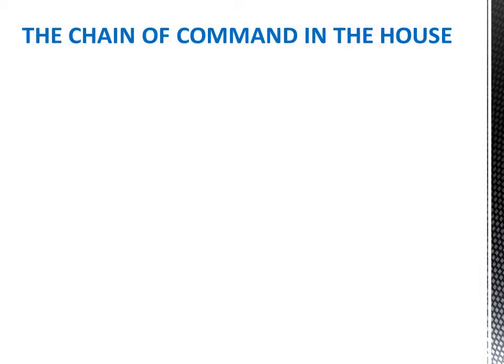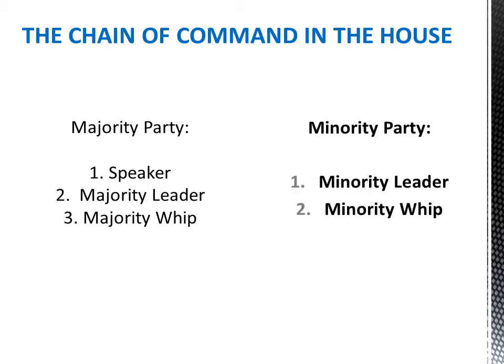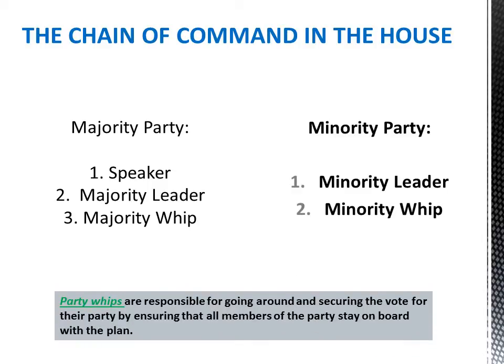In order to keep the large House organized, there is a chain of command between the two parties inside of the House. The majority party is of course led by the Speaker, who underneath of him has the majority leader and majority whip, while the minority party is also electing a minority leader and a minority whip. The party whips have the responsibility of going around and securing the vote for their party, making sure that each member is on board with what that party wants to pass.